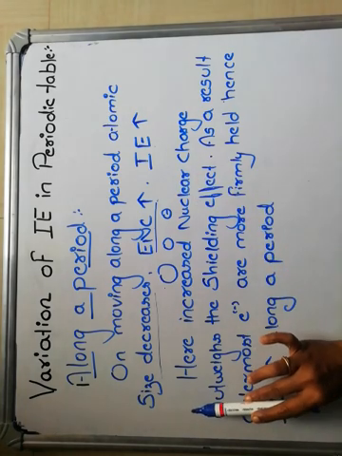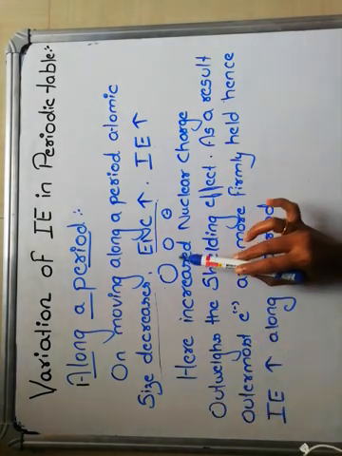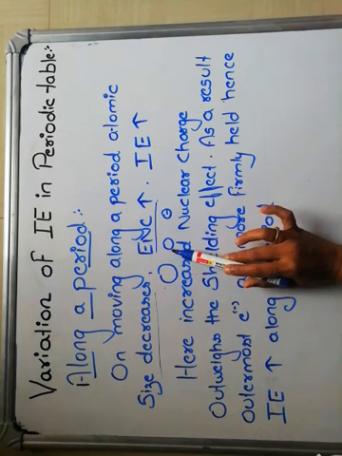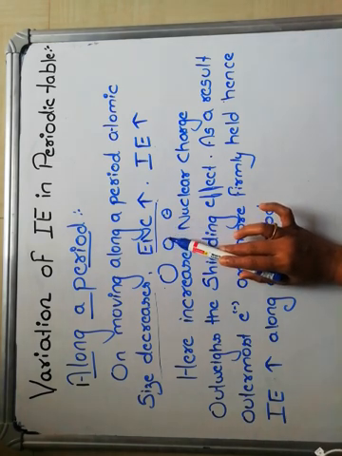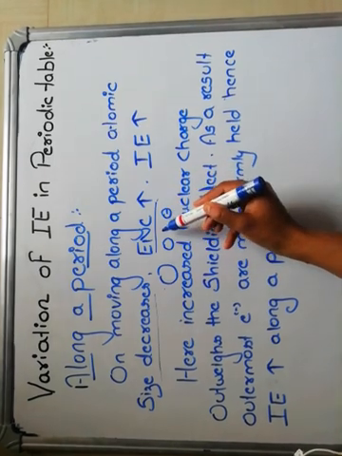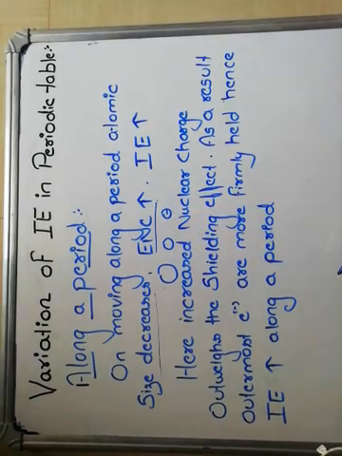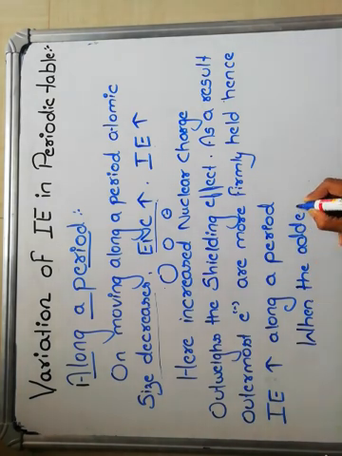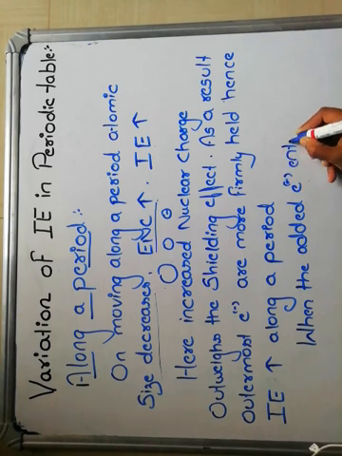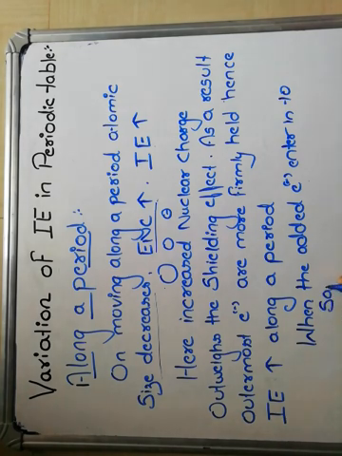Or in one more way, if we explain this: as we move across the period, what happens to the atomic number? The atomic number increases, which is nothing but the nuclear charge increasing. But the added electrons enter into the same shell. When the added electrons enter into the same shell, does the shielding effect increase? No. When the added electrons enter into the same shell, the shielding effect remains the same, right?